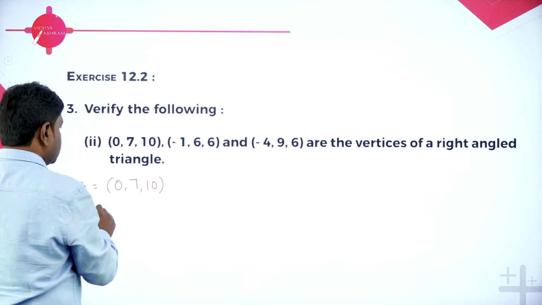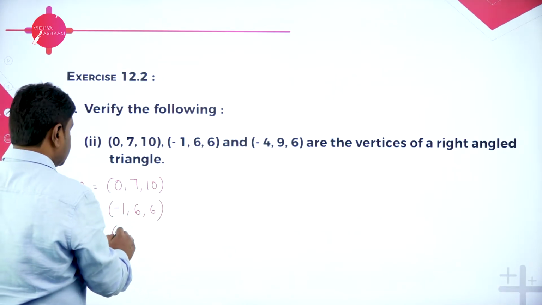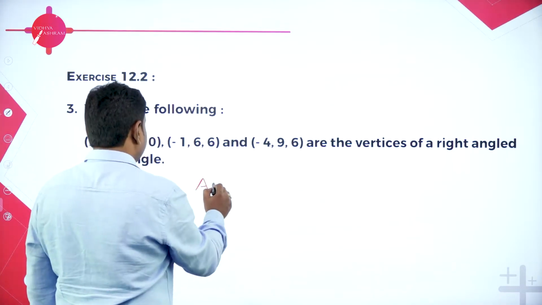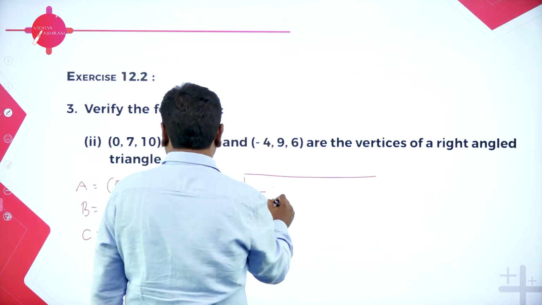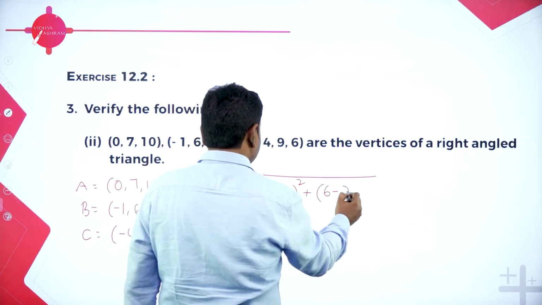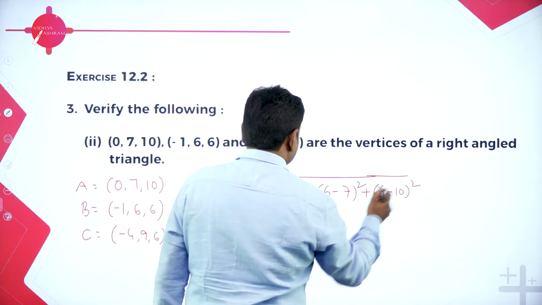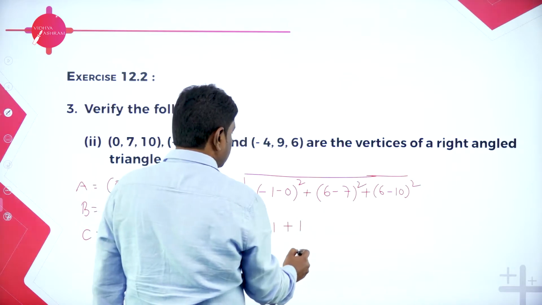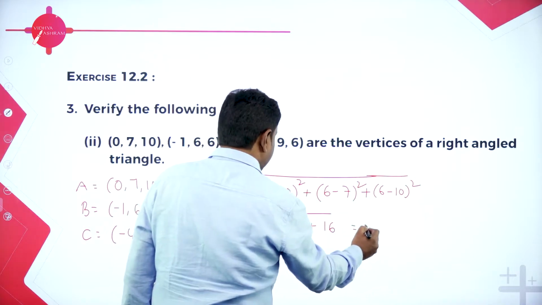B is (-1, 6, 6). And C is (-4, 9, 6). Now again apply distance formula, find AB. AB is root of (x2 minus x1) the whole square, that is (minus 1 minus 0) the whole square, plus (6 minus 7) the whole square, plus (6 minus 10) the whole square. Simplify this, it will be minus 1 the whole square is 1, 6 minus 7 is minus 1, the whole square is 1, this is 4, 4 square 16, AB becomes root 18 again.